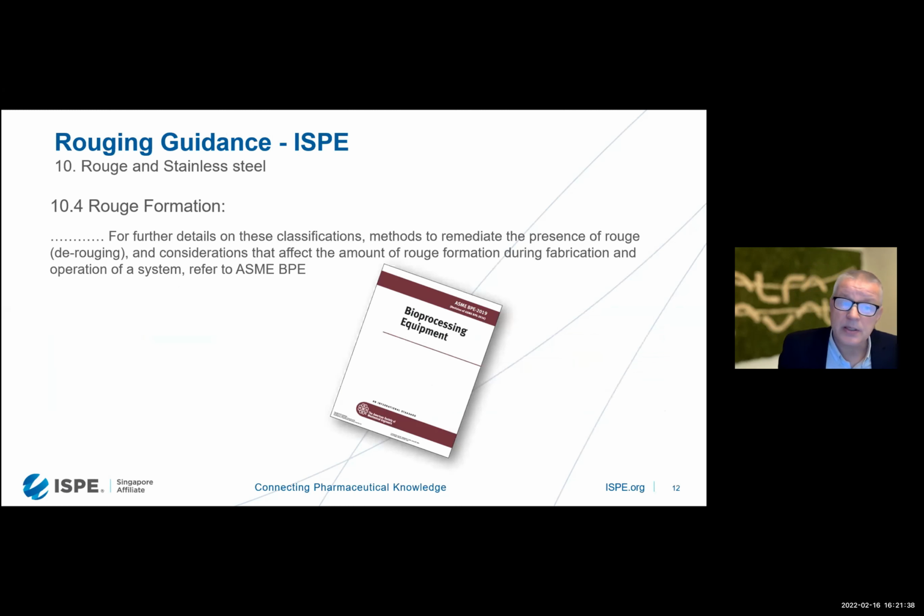In the ISPE chapter 10, they also talk about rouge formation, and they have quite good information, but they also recommend the ASME BPE standard to get more in depth into the phenomenon of rouging. I will go into ASME BPE in the next coming slide.